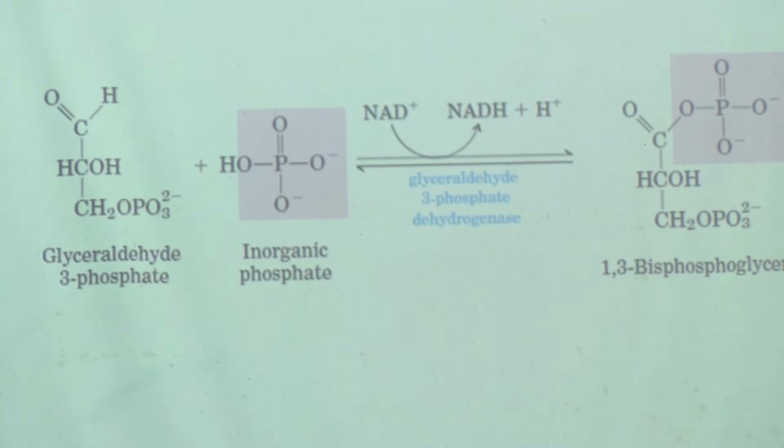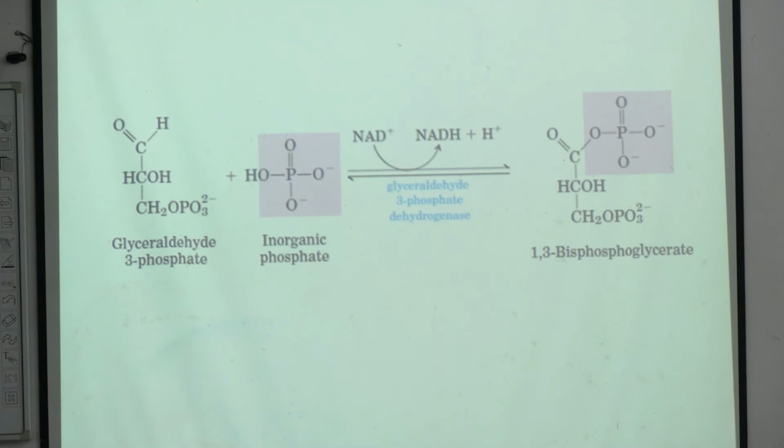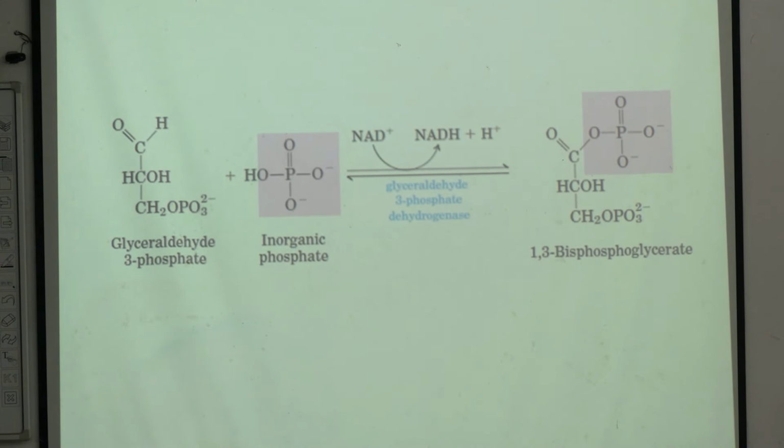So they are interconverted. Why? Because one of them will be utilized for the next step. That is step 6. Step 6 is important because it is adding one phosphate, and the glyceraldehyde has become glyceric acid or glycerate. That means it is an oxidation step. Aldehyde to acid. 1,3-bisphosphoglycerate. Glyceraldehyde 3-phosphate to 1,3-bisphosphoglycerate. But what is produced on the side? One molecule of NADH plus H plus.